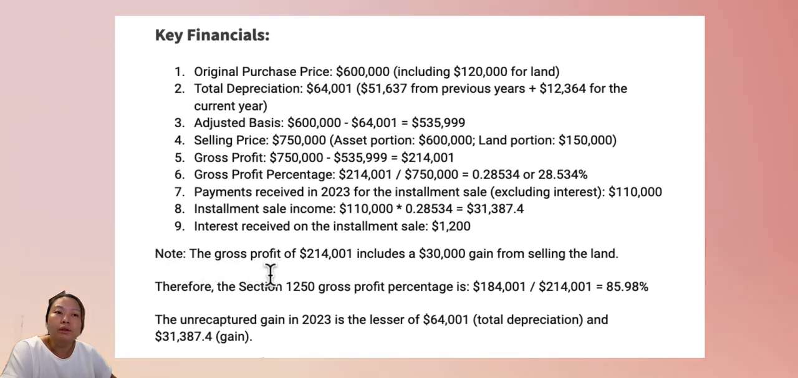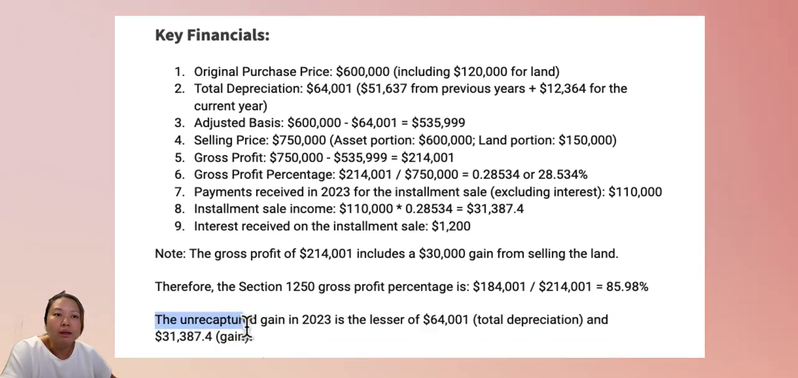So note that the gross profit of $214,001 includes a $30,000 gain from selling the land. So therefore, the Section 1250 gross profit percentage is, you take 184,001 divided by the full gross profit. So that gives us 85.98%.